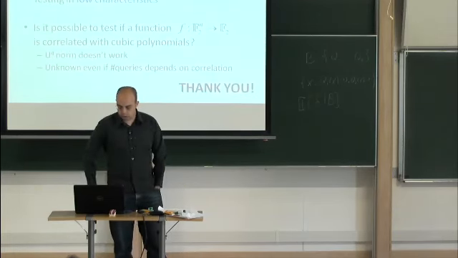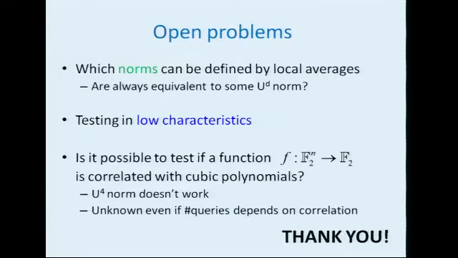And just a few open problems. So one is about normed spaces. It's about, can you show that any norm defined by local averages is equivalent to some uniformity norm? The other one is really more about testing. So it's really about what happens in local characteristics where the inverse Gowers theorem fails. So we know it tests something, but now it's not polynomials anymore. It's about non-classical polynomials. So here's one example.